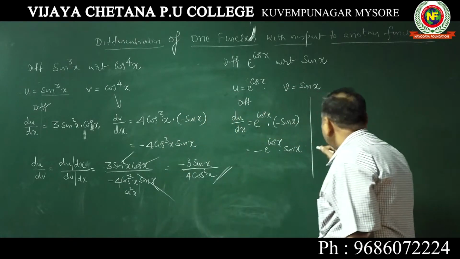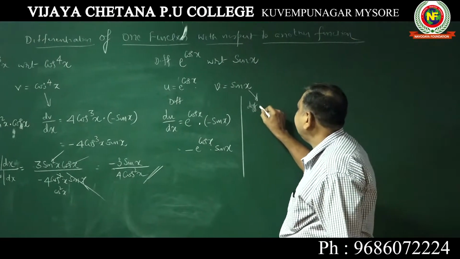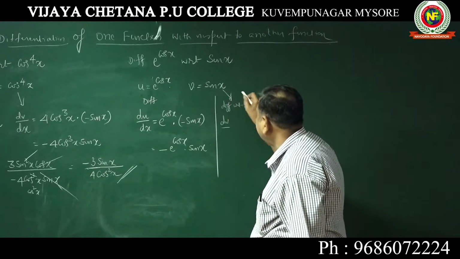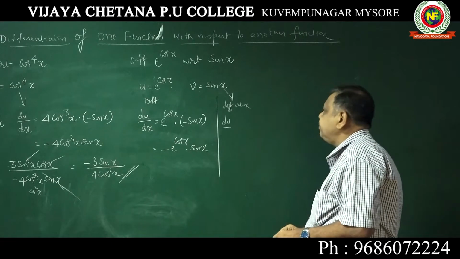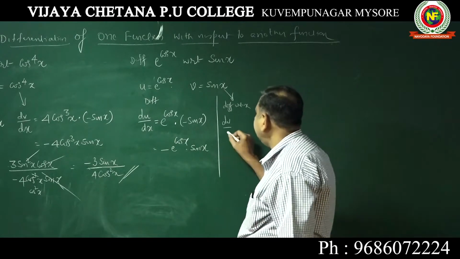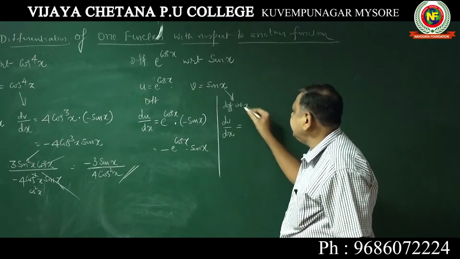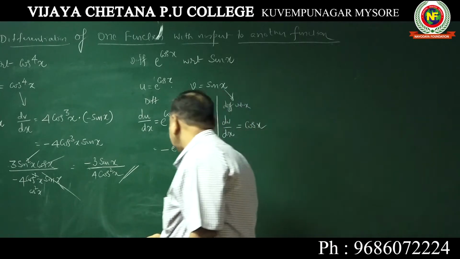Now take v equal to sin x and differentiate with respect to x. Please write down separately here again: v is equal to sin x. When you differentiate with respect to x, dv by dx is very simple. It is just cos x. dv by dx, the differentiation of sin x, is cos x.